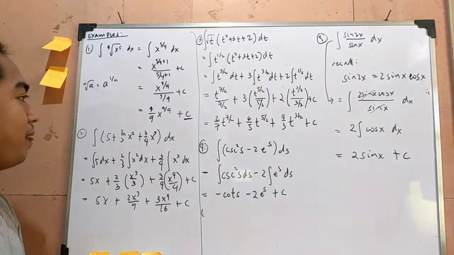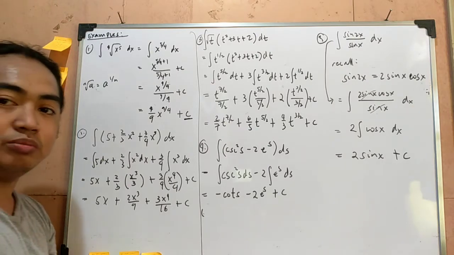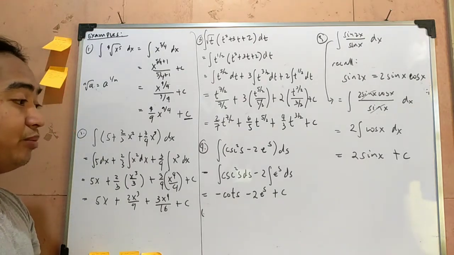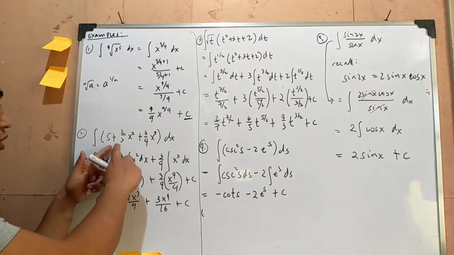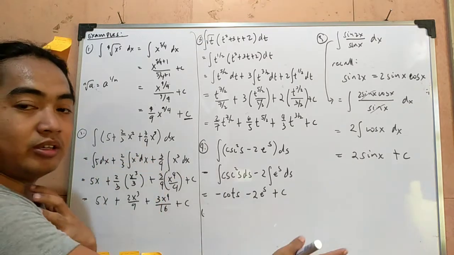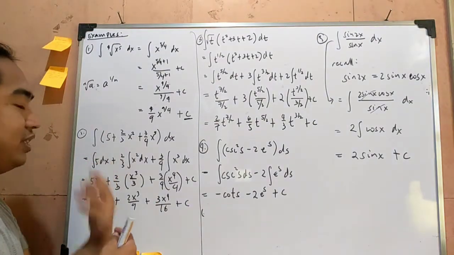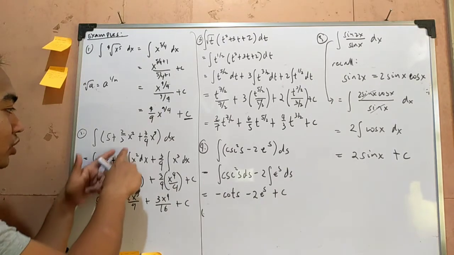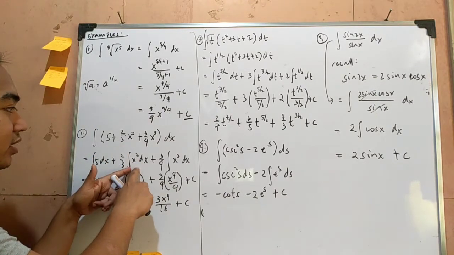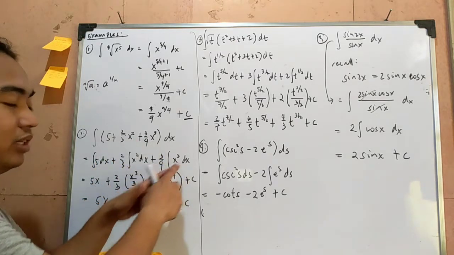Okay? Next, we want to integrate 5 plus 2/3 x squared plus 3/4 x cubed dx. And sa formula natin kanina, pag meron kang sum, pwede mo silang i-separate into integrals. Tapos, lahat ng coefficient, pwede natin siya ilabas. So, this will be integral of 5 dx plus 2/3 labas na natin siya sa integral, so integral na lang siya ng x squared dx plus 3/4 ni x cubed dx.